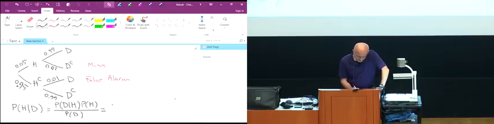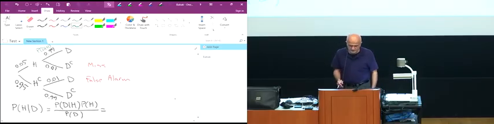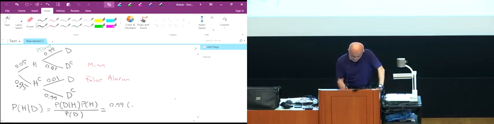0.99. Can you tell me which branch that is? Top one. This is P of D given H. That's how you read and label these diagrams. So that's 0.99 times the probability of H, which is 0.05, we said, divided by the probability of D.